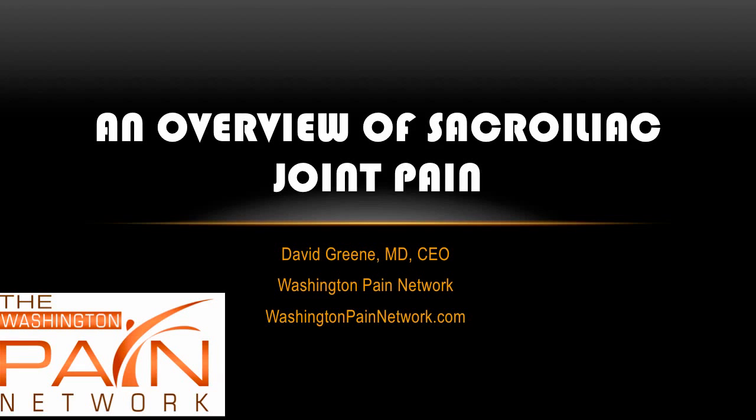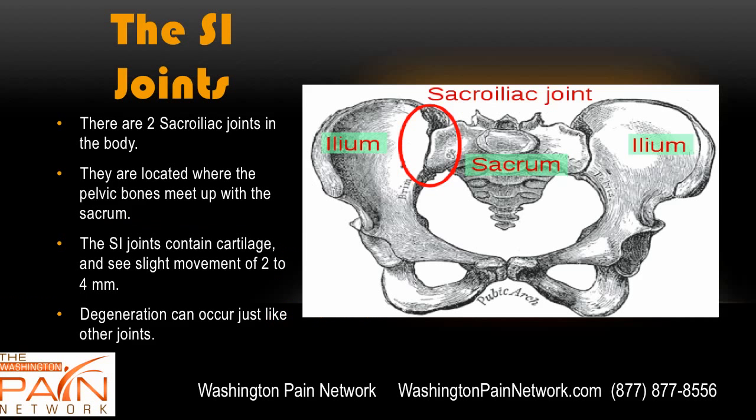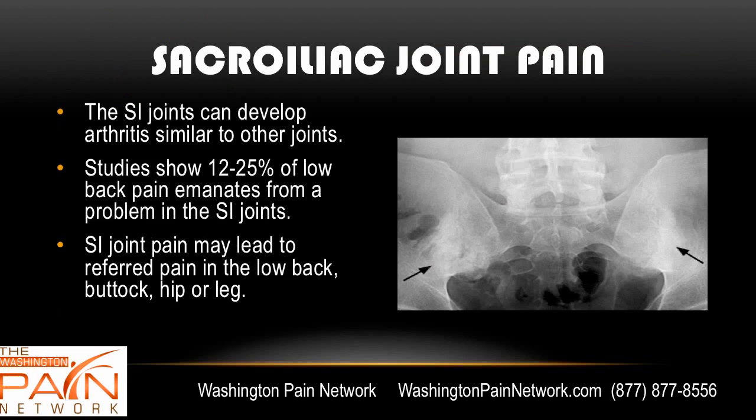Today's topic is an overview of sacroiliac joint pain. There are two SI joints in the body, known as sacroiliac joints. At the bottom of the lumbar spine, it meets up with the sacrum, and those meet up with the ilium on both sides, which are part of the pelvis. The SI joints do contain cartilage, and they have slight movement when we walk of 2 to 4 millimeters, nothing like a hip or a knee. But degeneration can occur just like other joints that have cartilage.